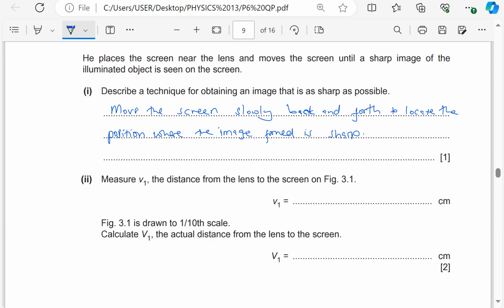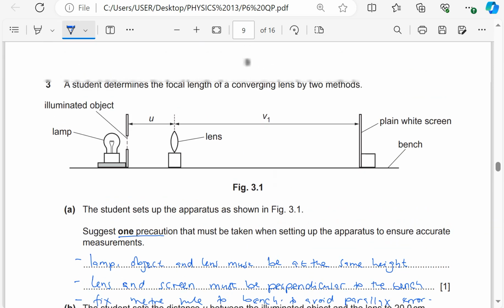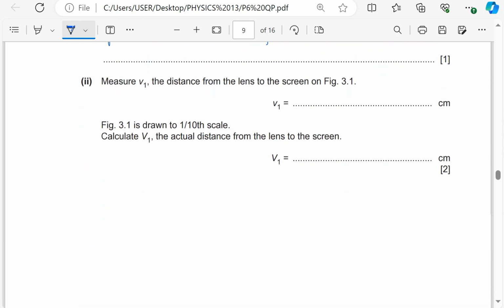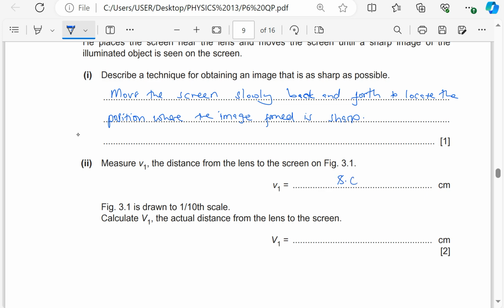Then measure V1, the distance from the lens to the screen on figure 3.1. Because the paper is on a computer and I've fitted it into the page, I may not get exactly what is expected, but you just put your ruler there. I'll give an estimated value. When I measure the length V1 using a ruler on my computer, it is giving me 8.0 centimeters. Any measurement from the ruler in centimeters should be recorded to one decimal place. So it is 8.0. When you write 8, it doesn't make sense.